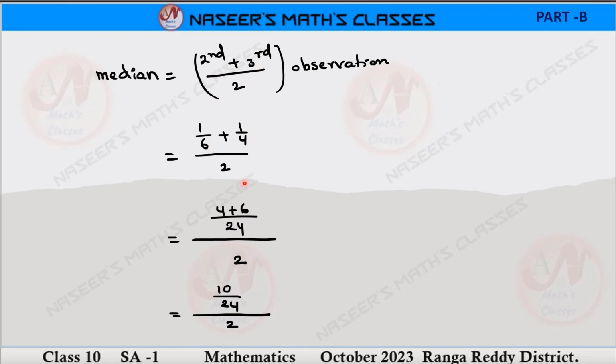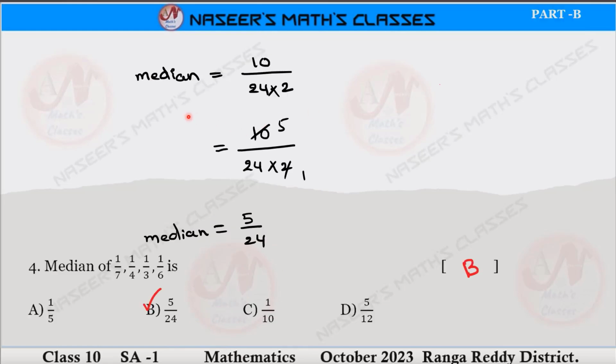By simplifying, we get 10 by 24, divided by 2. We get 5 by 24. So B is the correct option, that is 5 by 24.